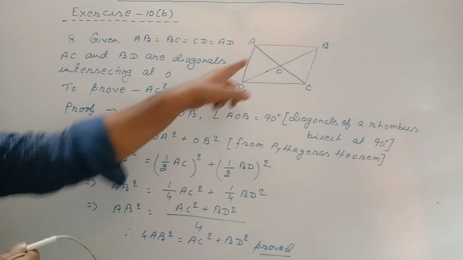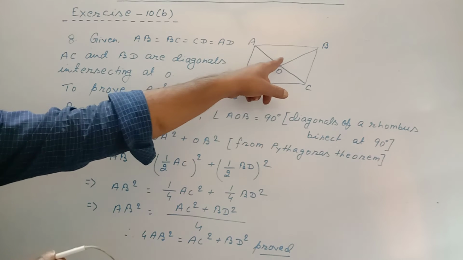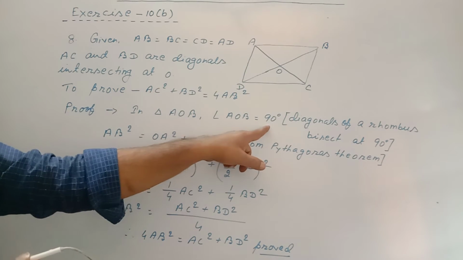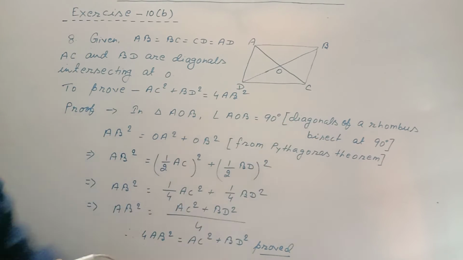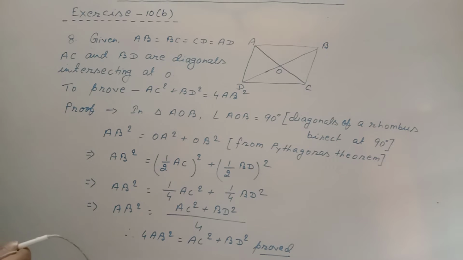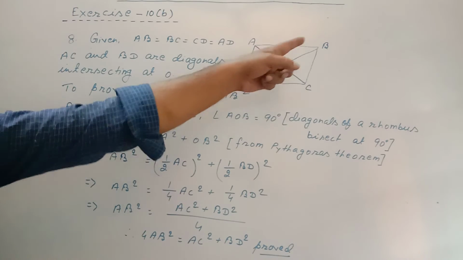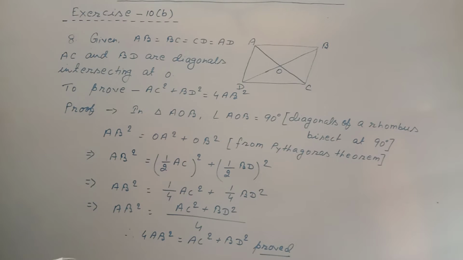Proof: in triangle AOB, angle AOB will be 90 degrees because diagonals of a rhombus bisect at right angles. Therefore AB becomes the hypotenuse. So AB square equals OA square plus OB square from Pythagoras theorem.